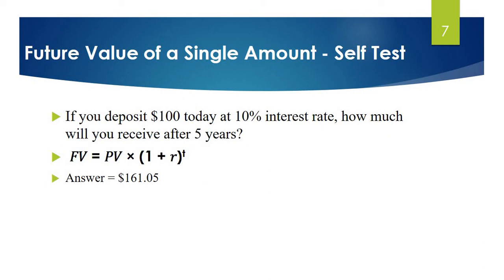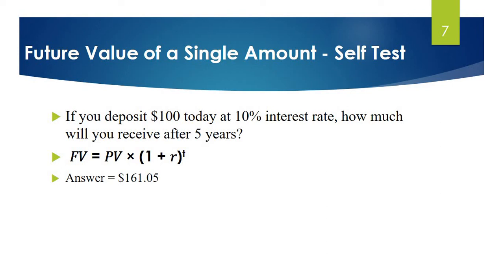Now, if you apply simple interest rate, what will be your future value? In case of simple interest rate, you will receive $10 every year. That's $100 into 10%, $10 every year on $100. So, over the 5 years, you will receive $50 interest. So, after 5 years, in total, you will receive $100 plus $50.